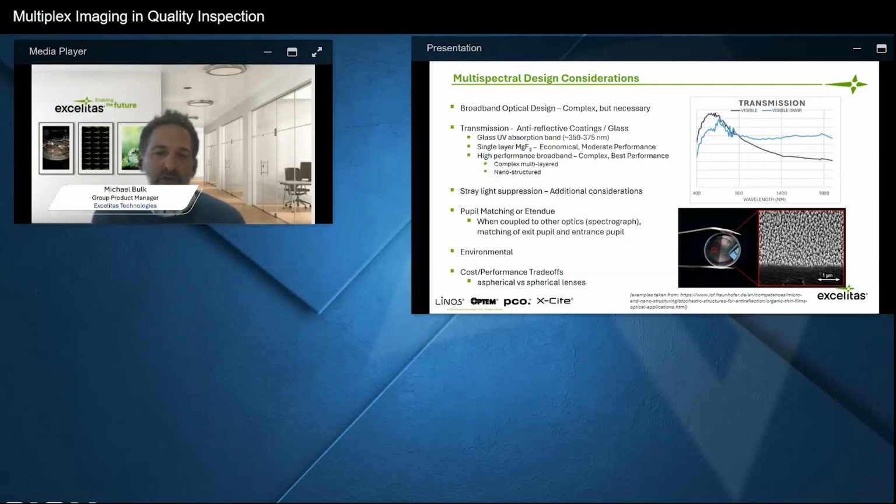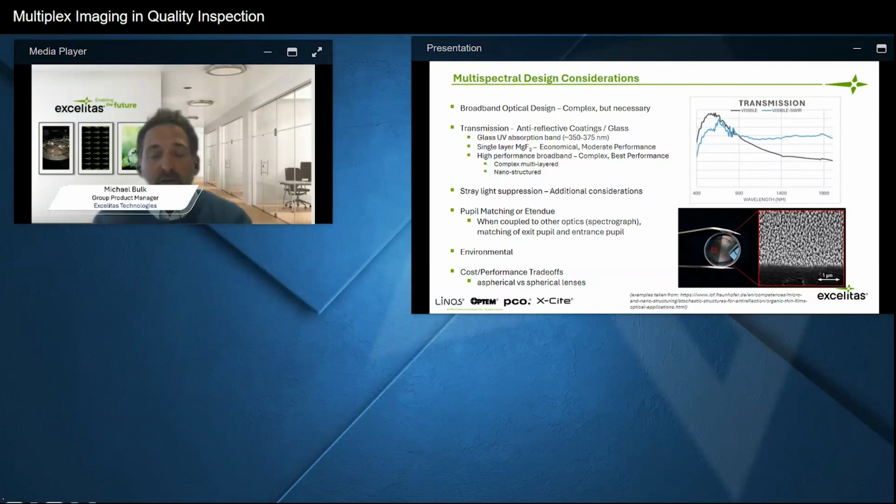Transmission can also be a concern, both for AR coatings and also the glass selection itself. A lot of glasses in the UV have strong absorption bands around 350 or 375 nanometers. Additionally, AR coatings get increasingly difficult for broadband solutions. And you want to make sure ultimately that the light for each wavelength you're interested in is passing through your lens in the most uniform way, ideally.